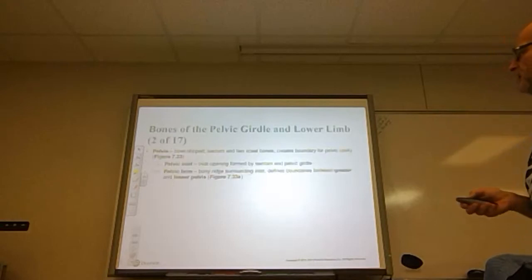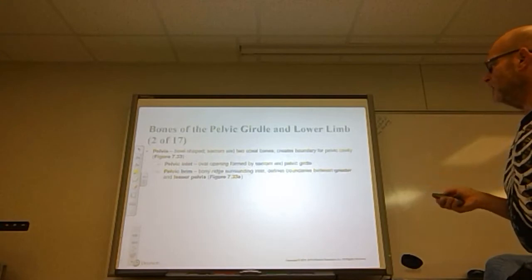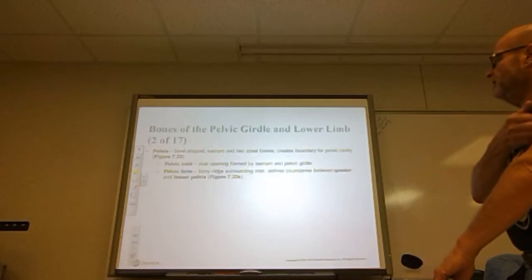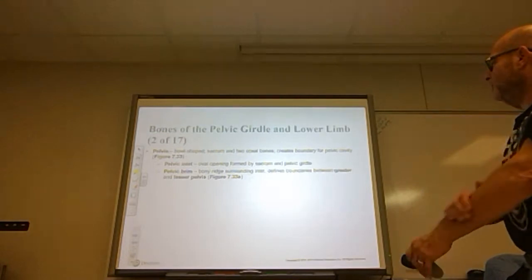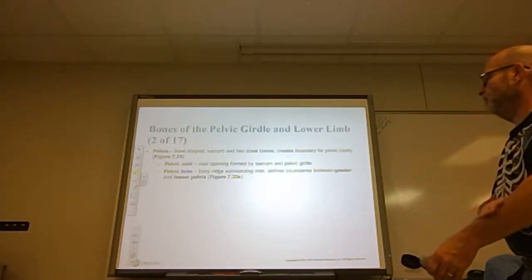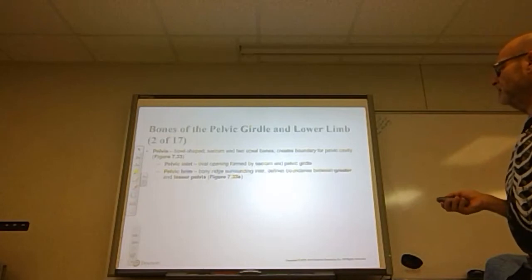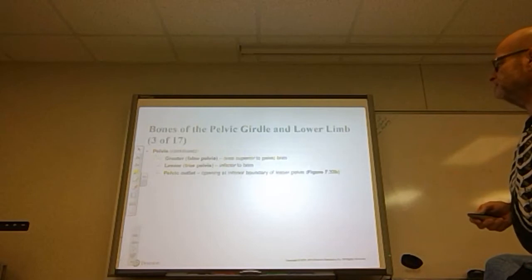The pelvis is a somewhat bowl-shaped structure made up of the sacrum and the two coxal bones. It creates the boundaries for the pelvic cavity. There is the pelvic inlet, which is the oval opening formed by the sacrum and the pelvic girdle. The pelvic brim, which is a bony ridge surrounding the inlet, defines the boundaries between the greater and lesser pelvis.